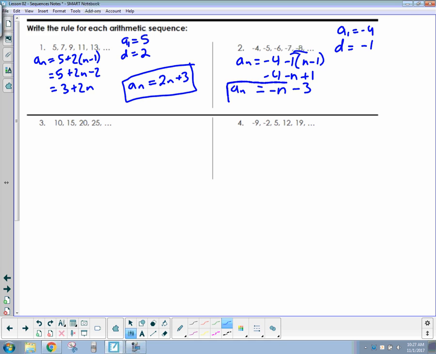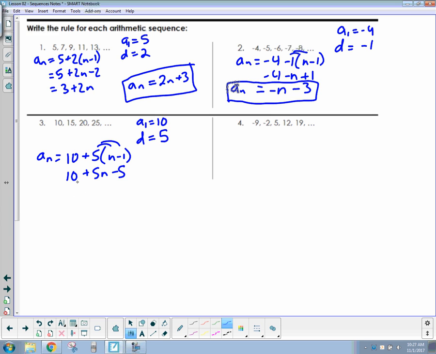Alright, number 3. Again, first term is 10. The difference for this one is going to be 5. Good. So AN, first term, difference, n minus 1. Distribute: 10 plus 5n minus 5. Combine like terms, we get 5n plus 5. Boom.